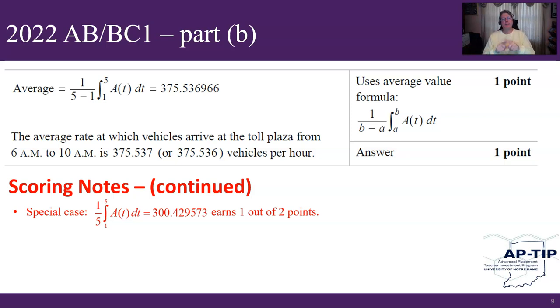But we're going to go ahead and, rather than deny the students both of the points, it's clear that they knew the process, or the structure, I should say, of the average value of a function. And so we're going to go ahead and give them that first point, but they're not going to earn that answer point with that 1/5. That's the only special case, right? Any other, 1 over 3, 1 over 6, would sacrifice both points.